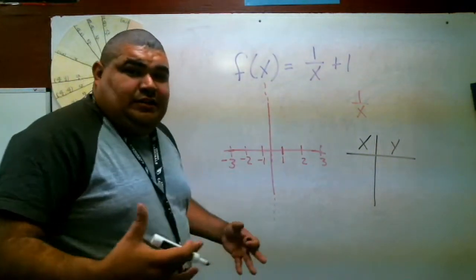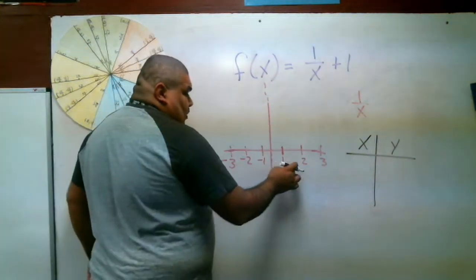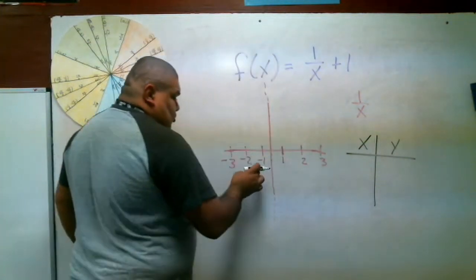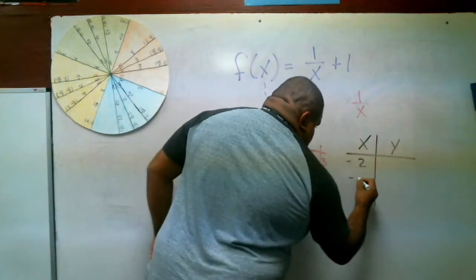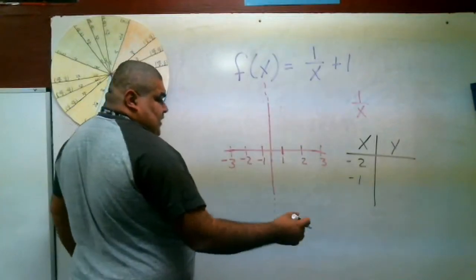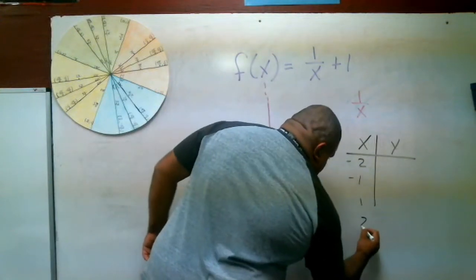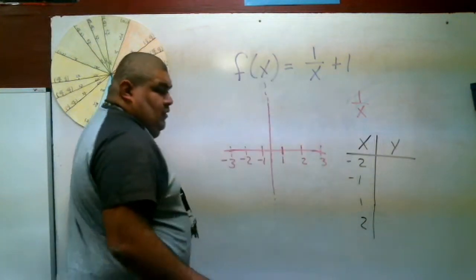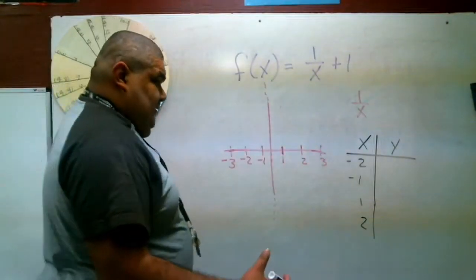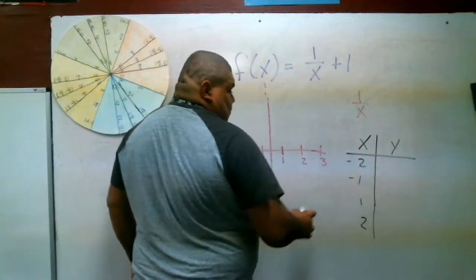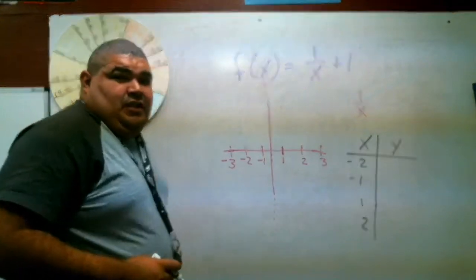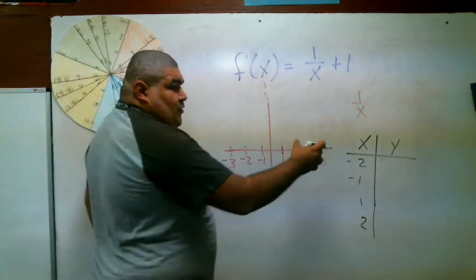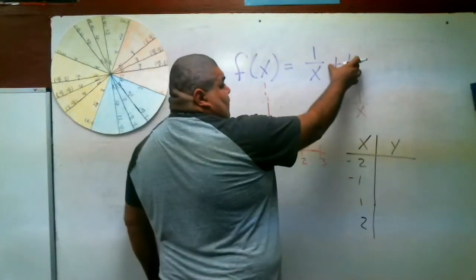Like I said, we're going to use 2 points on each side. We're not going to get all crazy with it. We're going to choose -2 and -1, and on the other side, 1 and 2. So the way you graph it is, we have -2 and we plug it in for our x. If we're only dealing with the parent graph, we're not going to worry about the 1 yet.